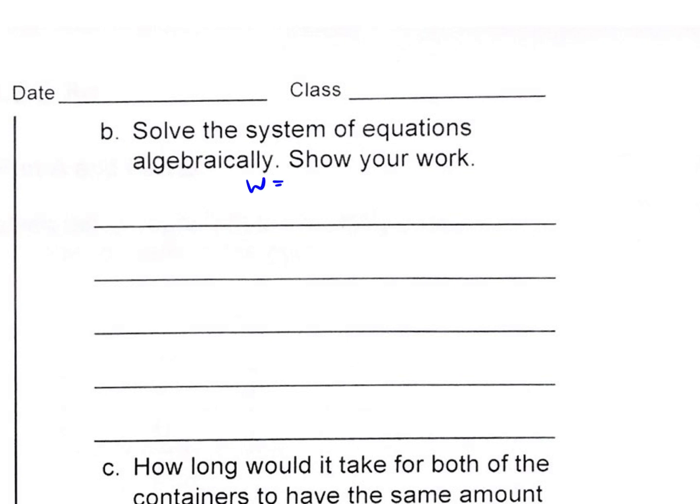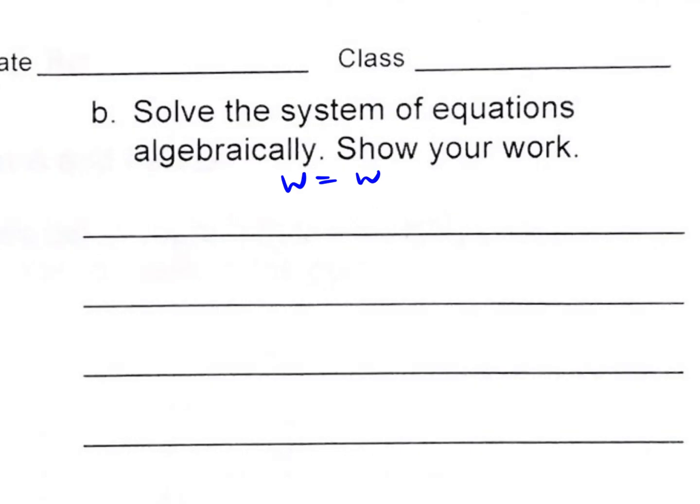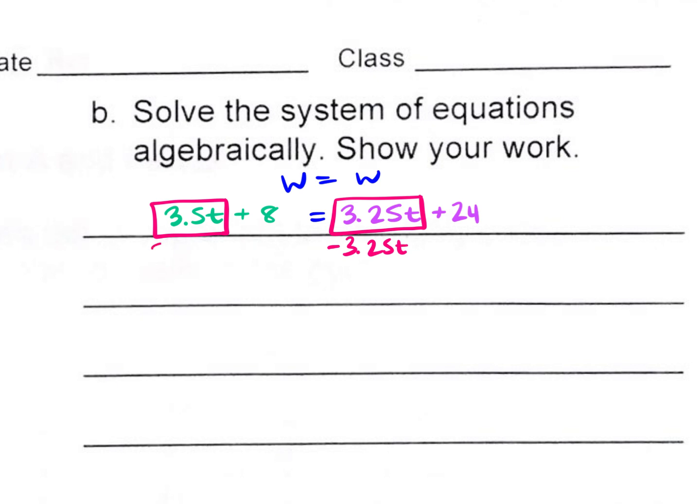B part says to solve the system algebraically and show your work. Well, I know that W is equal to W. So since W equals 3.5t plus 8 from my first equation and W equals 3.25t plus 24 in my second equation, then I know that what W is equal to from both of those equations is equal to each other. So now I'm going to solve this little equation for t. I've got a t term on both sides. I'm going to subtract the smaller one from both sides just because then I'm not dealing with negatives.